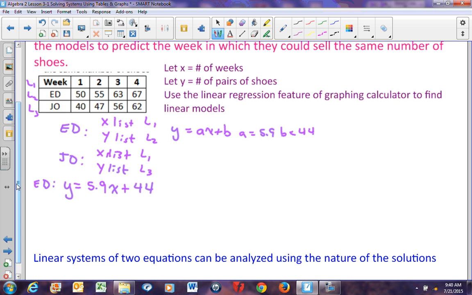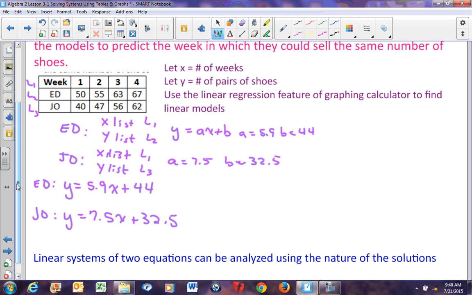And that's going to give you an a of 7.5 and a b of 32.5. So Joe's equation is y equals 7.5x plus 32.5. So those are the two equations we now need to put into our calculator.